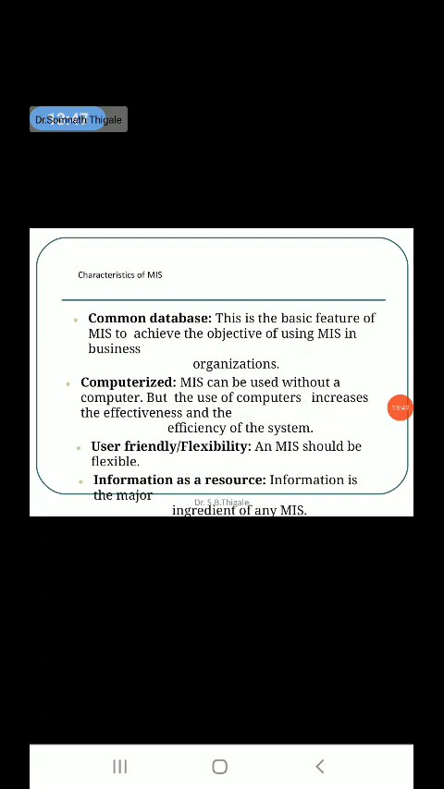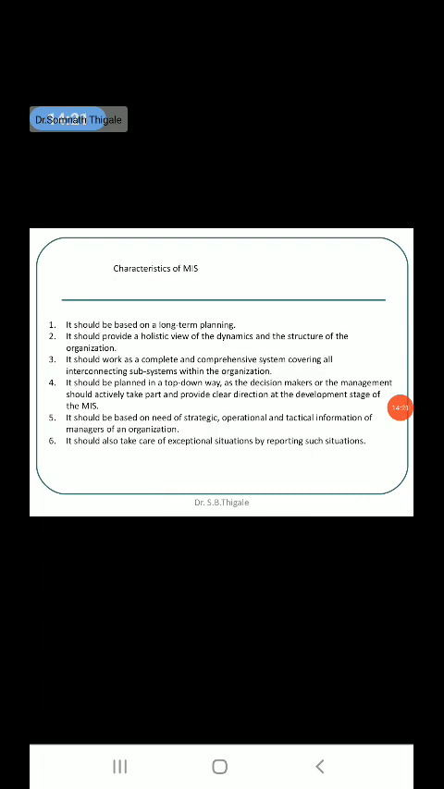Then common database. This is the basic feature of the MIS to achieve the objectives of MIS in the business organization. Then computerized. MIS can be used without a computer, but the use of a computer increases effectiveness. Yes, it increases the effectiveness and efficiency of the system. User friendly. Yes, MIS should be flexible and user friendly so that it will be helpful for the user, not a burden to the users. Information as a resource. Information is the major ingredient of any MIS system. So I have just highlighted the characteristics. You can just take it out.